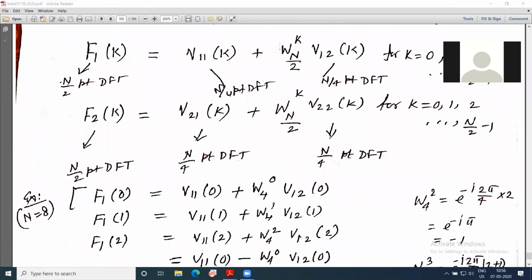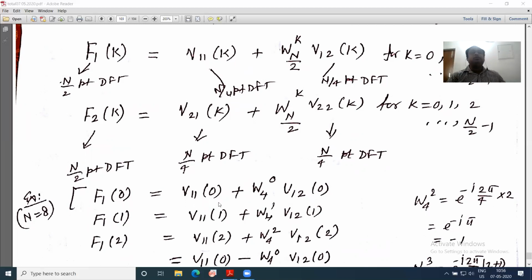Now I am writing, say, f1 of 0. f1 of 0 is how much? v11 of 0 plus W N by 2. For a specific example, N equal to 8, right? Example N equal to 8 means I have to write here k will be 0, first value, say f1 of 0. This k will be varying how much? 0 to 3. This k will be varying 0 to 3.